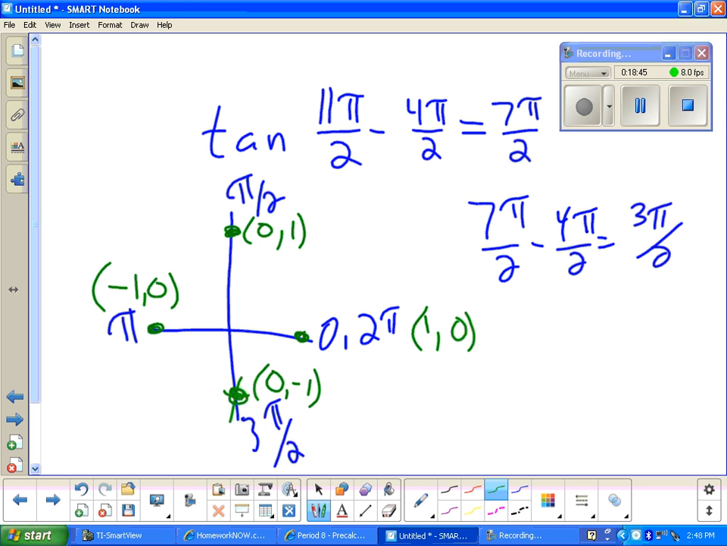So if it's 0, negative 1, if you recall, tangent is equal to y divided by x, so it's equal to negative 1 divided by 0. Ooh, it's undefined, because you're dividing by 0.